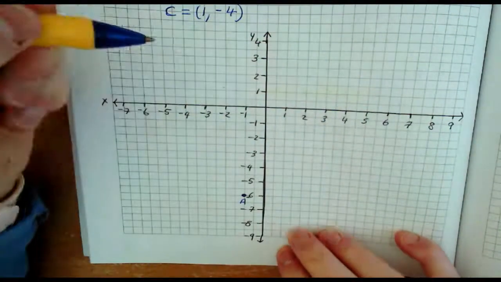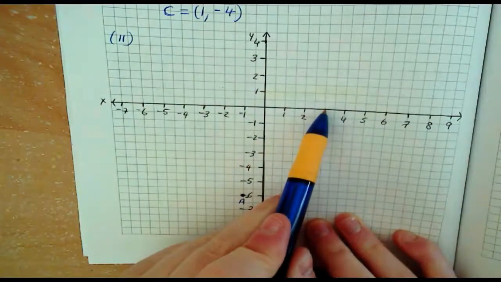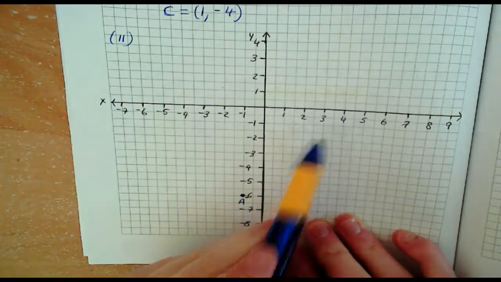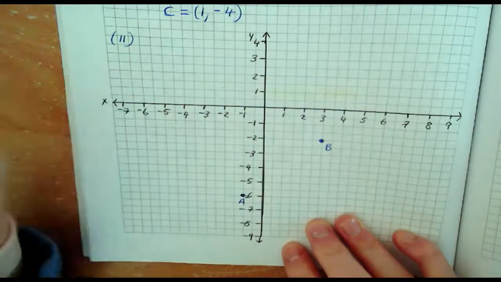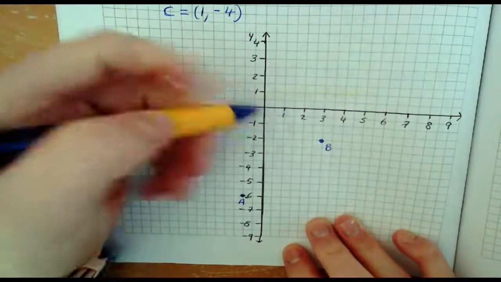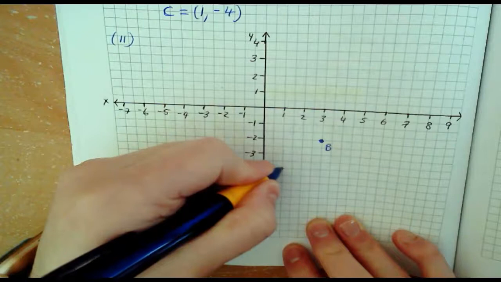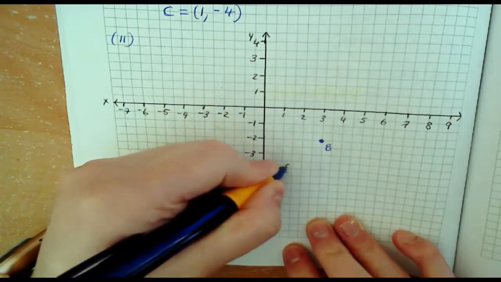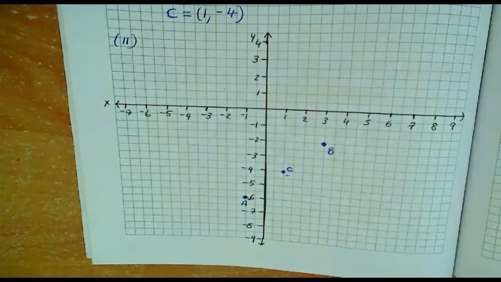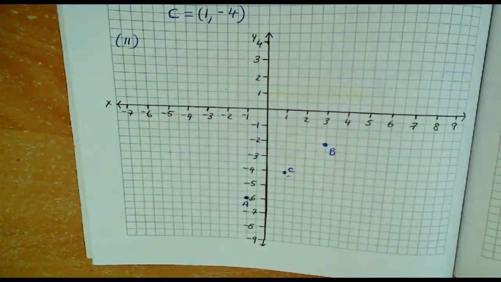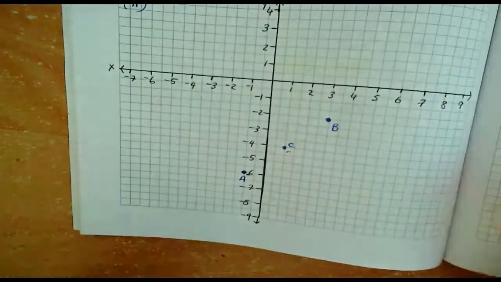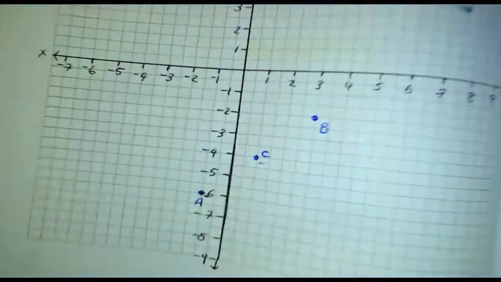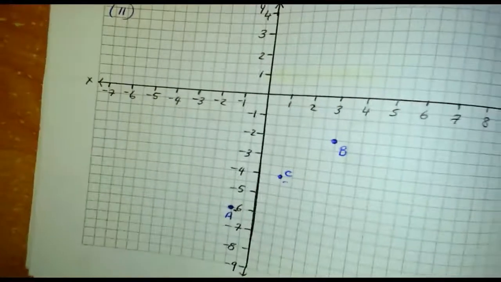And B was (3, -2), so we go over to 3 on the x-axis and -2 on the y-axis. It's (3, -2), that's B. And C then we found out was (1, -4). So that's point C there. So there we go. Hopefully you can all see that. So I've plotted all my points there.